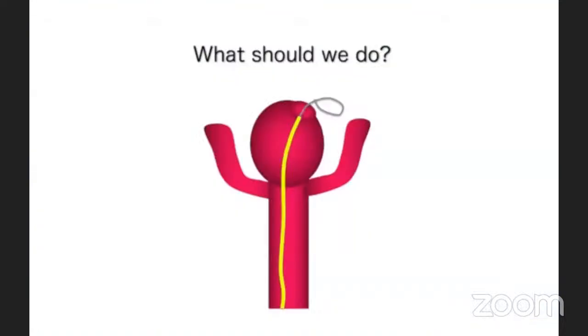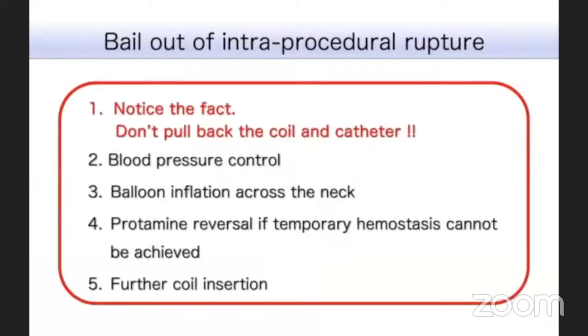Next topic is troubleshooting. What should we do? There are some tips for bailout of intra-procedural rupture. The most important thing is to notice the fact. Please don't pull back the coil and catheter. This is because the perforation is closed by coil or microcatheter. If you pull them back, extravasation will occur.